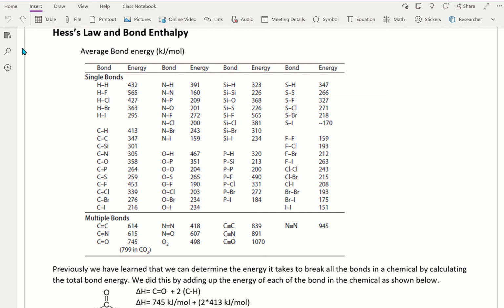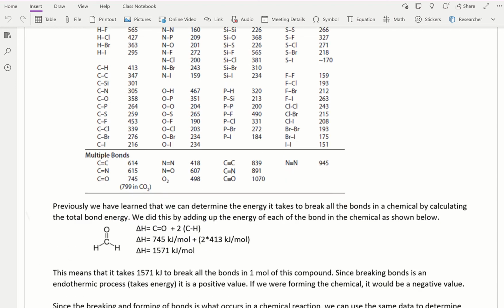Hess's law and enthalpy for reactions is really centered around this change in energy. And the change in energy is dictated by the bonds breaking and the bonds forming in our reactants and products. So here is a chart that we looked at. It's similar to one we looked at earlier this year, where we learned how to determine the bond enthalpy for a specific chemical. So I'm going to scroll down a little bit.